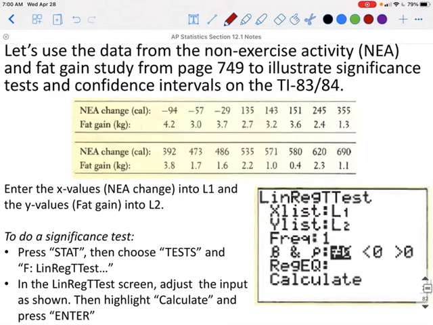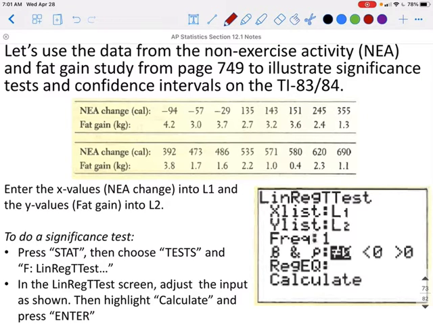First, we enter the non-exercise activity values, or changes, in list 1, and we list the fat gains as the Y values in list 2. To do a significance test, you hit the stat button, go over to test, and choose option F, which is a linear regression t-test.